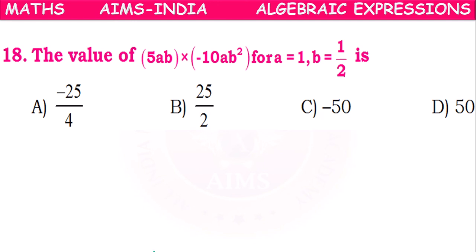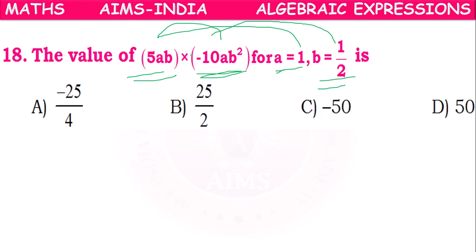So, next, the value of 5ab minus 10ab square for a equal to 1, b equal to 1 by 2. Means, in these expressions, in the place of a, if we keep 1, in the place of b, if we keep 1 by 2, what is the value? We have to find. Let's simplify it first.